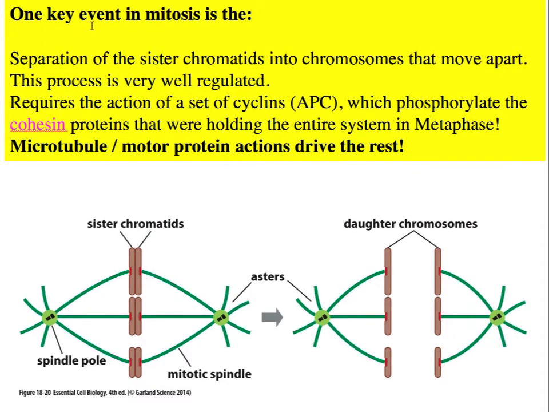So one of the major key events in mitosis is the actual separation of the sister chromatids. So it's important for students to know that the terminology is very, very strict. When chromosomes are still attached to each other at their centromeres, they are called chromosomes. So these two structures is a single chromosome. And they are known as sister chromatids because each one is a duplicated double helix.